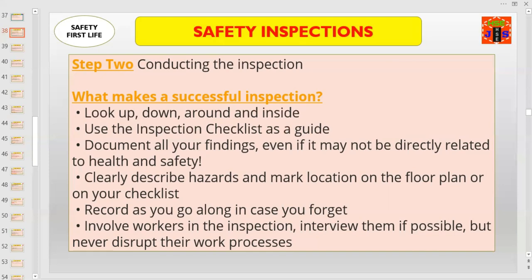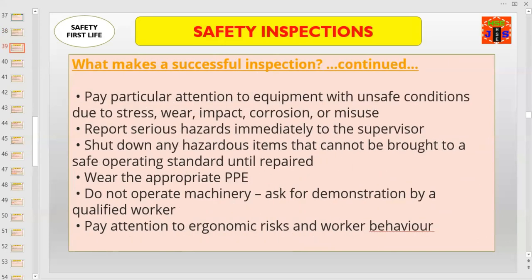Number six, involve workers in the inspection. Interview them if possible, but never disrupt their work processes and work activities. Number seven, you have to pay particular attention to equipment with unsafe conditions due to stress, wear, impact, corrosion, or misuse. Number eight, report serious hazards immediately to the supervisor. Number nine, shut down any hazardous item that cannot be brought to a safe operating standard until repaired. Number 10, wear the appropriate personal protective equipment. Number 11, don't operate machinery. Ask for demonstration by a qualified worker. And number 12, pay attention to ergonomic risks and worker behavior.